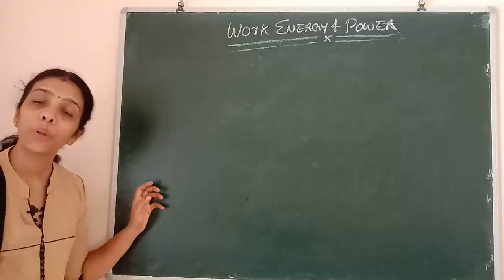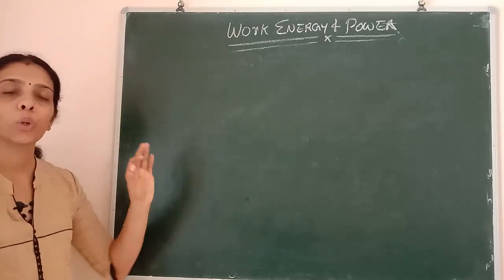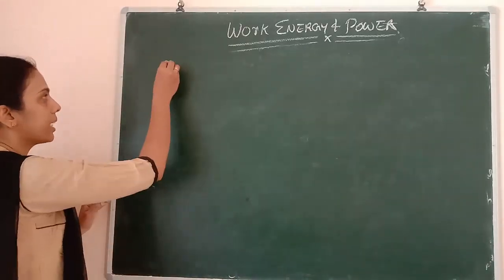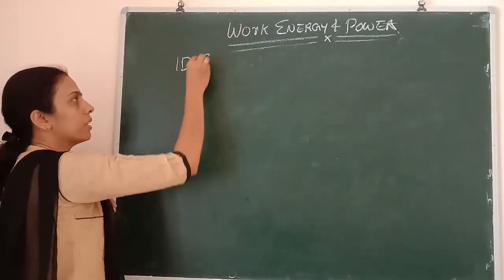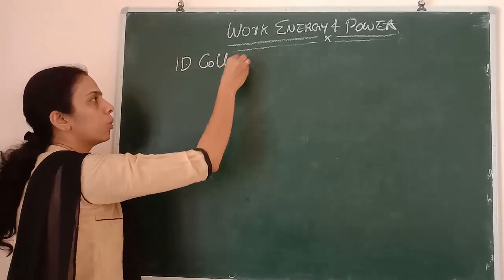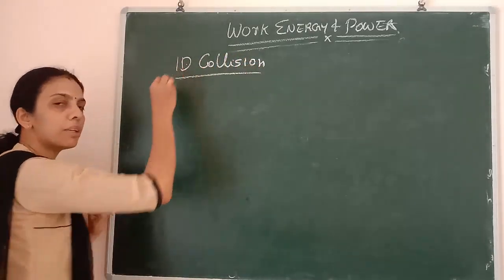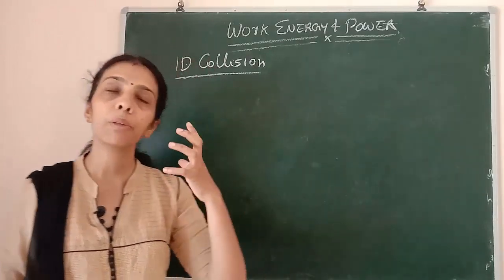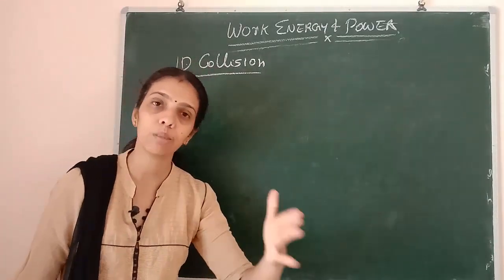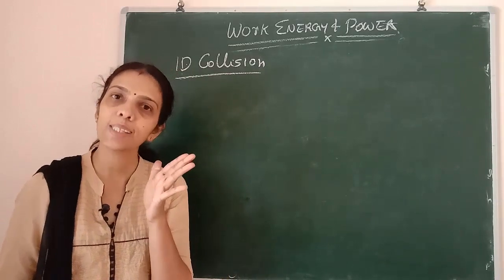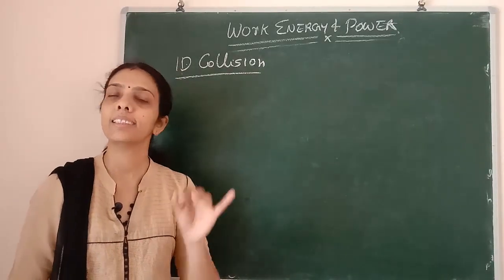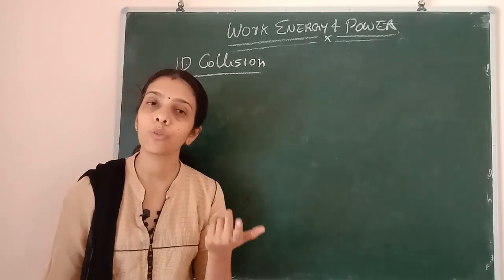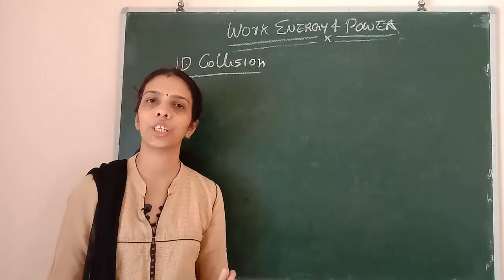Next we are going to study collision in one dimension. What is meant by one-dimensional collision? First, what is meant by one-dimensional motion? If the object is moving in a straight line, then we can say it is one-dimensional motion. So what will be one-dimensional collision?